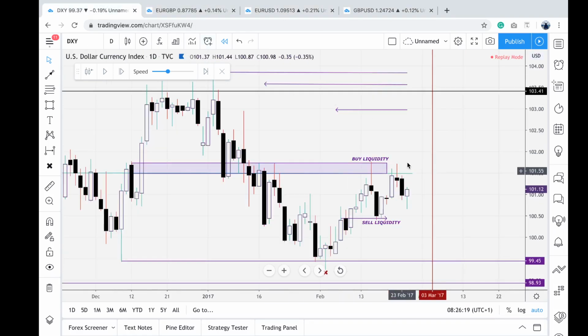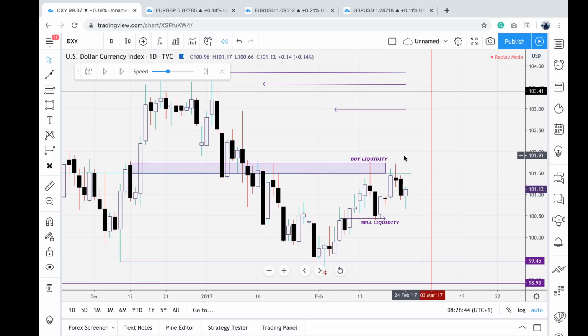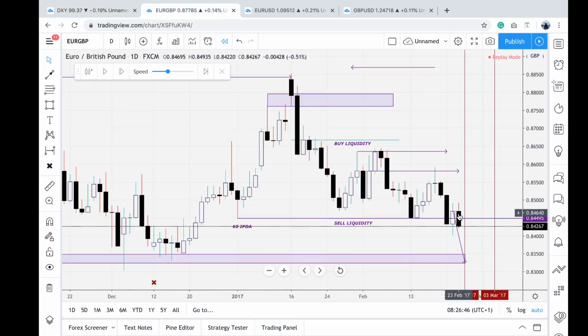Seems like DXY wants to reach for this level. So this is actually, let me check, this is Thursday's price action, I think. So let's check if this is Thursday's price action. This is February 24th, so this is actually Friday's price action. So now we're looking forward to a new week, which is Monday, 24th. Let me play one more to get to the 24th.